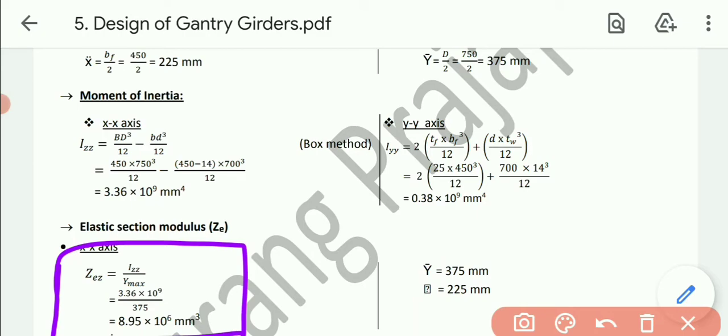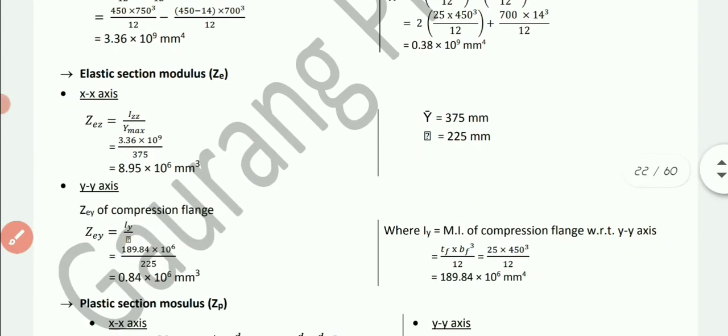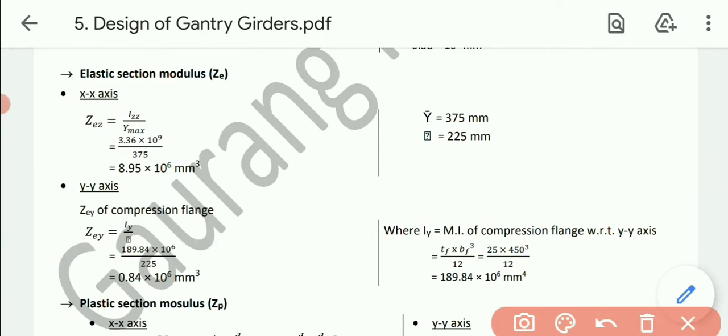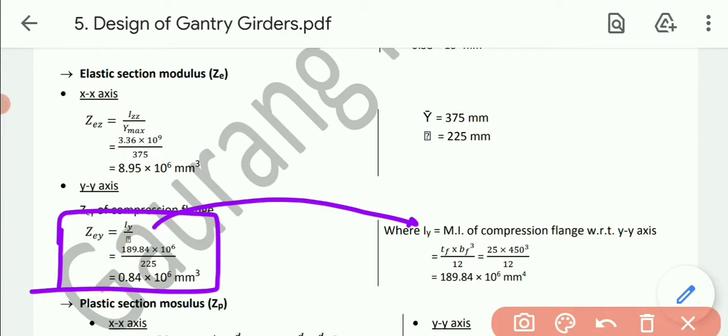Then Zey. For Zey, we need to calculate the elastic section modulus of only the compression flange. So ultimately the formula will be Zey equals Iy divided by x bar. Now Iy will be the typical moment of inertia of the flange only with respect to y axis.